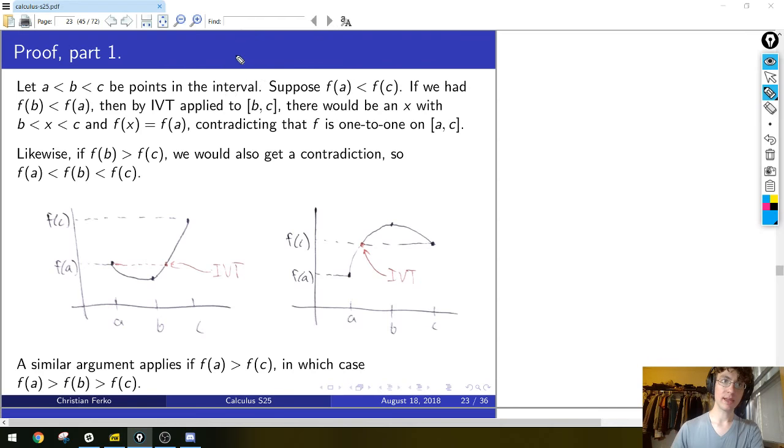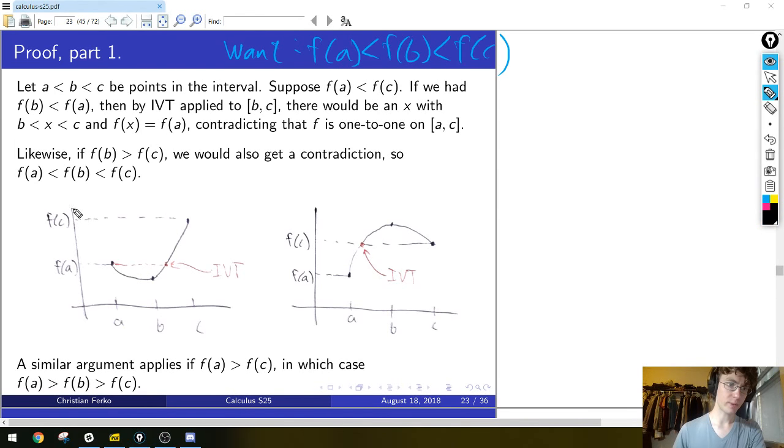I want to prove that f of a is less than f of b is less than f of c. So I'm going to suppose by way of contradiction that this is not true. This chain of 3 inequalities, or 2 inequalities with 3 terms, will be not true if either f of b is less than f of a, or f of b is greater than f of c. So I have to prove you get a contradiction in either of those 2 cases.